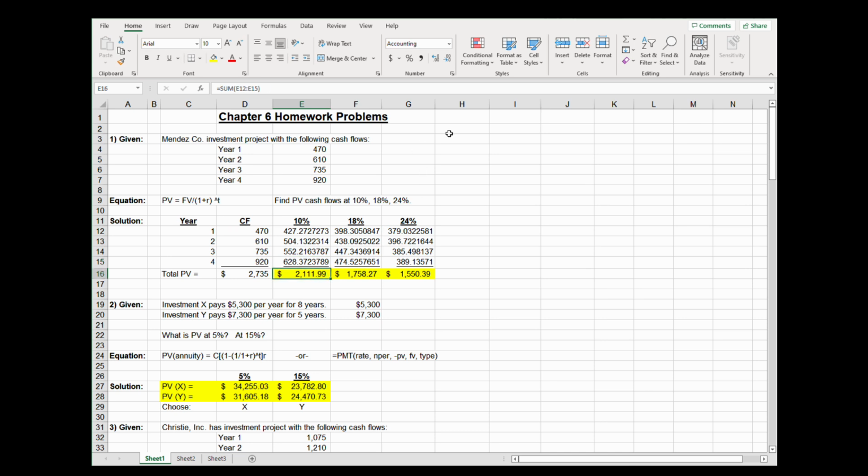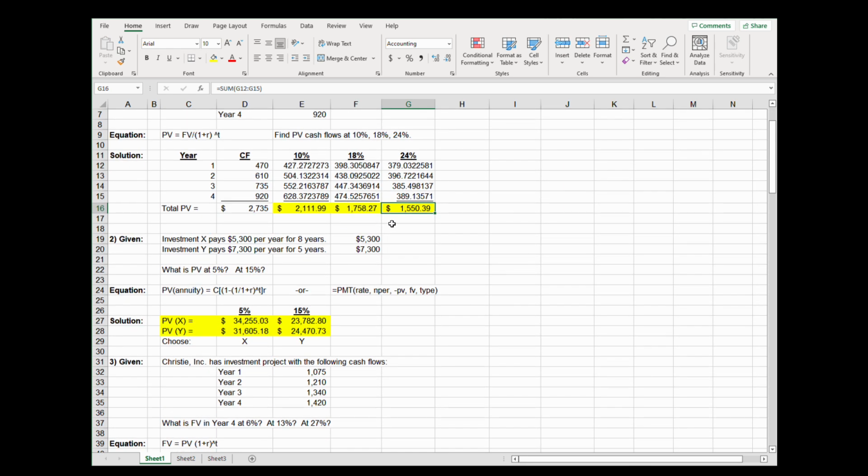And I get a total answer of 2,111.99. That should be your answer for problem number 1. I do the exact same thing, this time at 18%. So I should see a lower number, and I get 1,758.27. And when I discount it at this very high 24%, I see that my total cash flows are way reduced to 1,550.39. In a world with no discounting, my cash flows would be worth 2,735. Where there's heavy discounting, like in the case of 24%, it's only worth 1,550.39. And there are your answers to problem number 1.